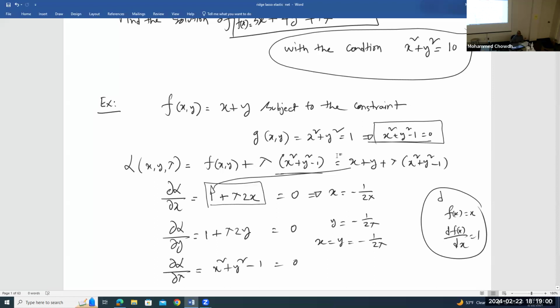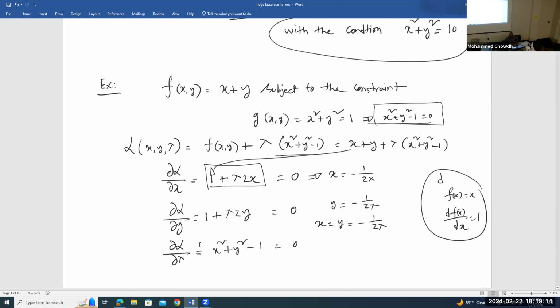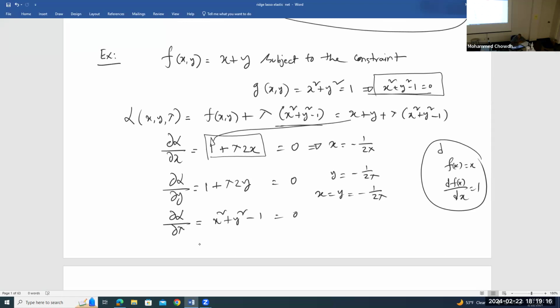Are you getting it? This idea will be used in Ridge and Lasso regression. Okay? So after doing this, online people, are you okay? Are you understanding? Now, if I want to put x and y's values in here, then what I am getting is 1 over 4 lambda square plus 1 over 4 lambda square minus 1 equal to 0. Okay? Are you understanding?